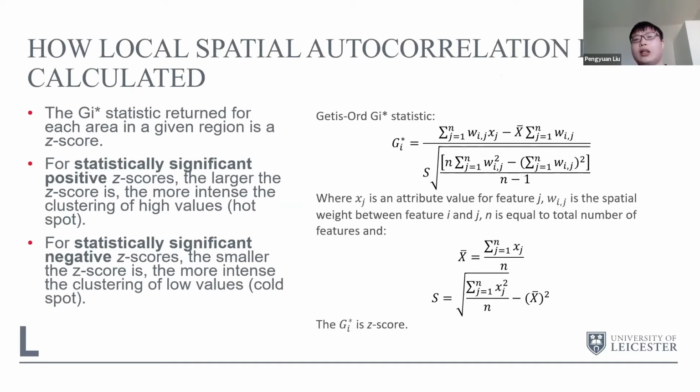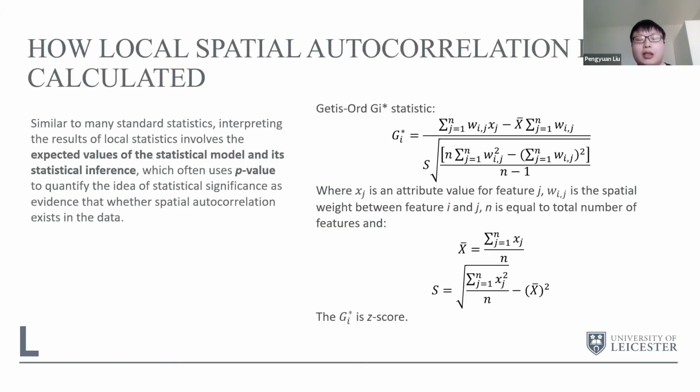I'm not going to the detail of the formula, but it's basically calculate the z-score for each area in the data set. For statistically significant positive z values, the higher z-score is, the more intense the clustering of high values. For statistically significant negative z-scores, the smaller z-score is, the more intense the clustering of the low value is, that is the cold spot.